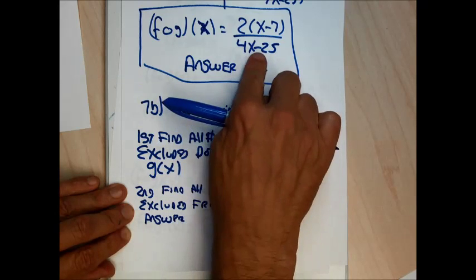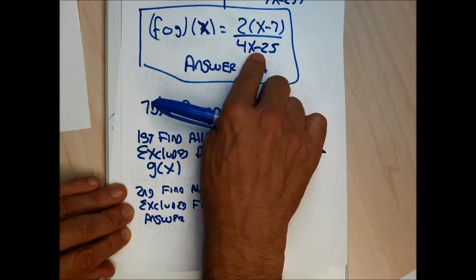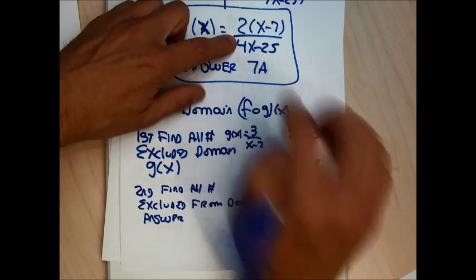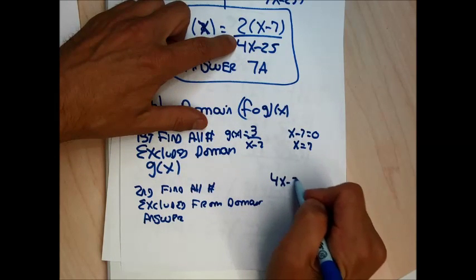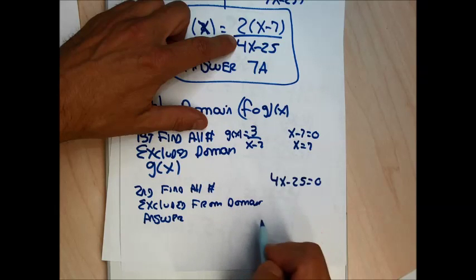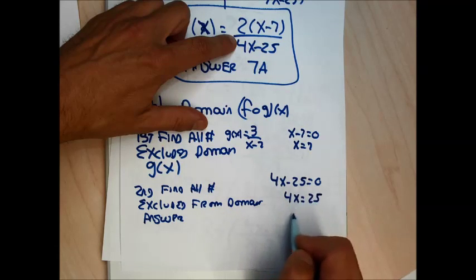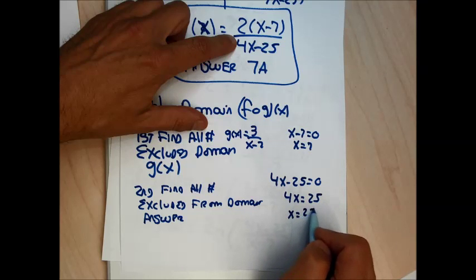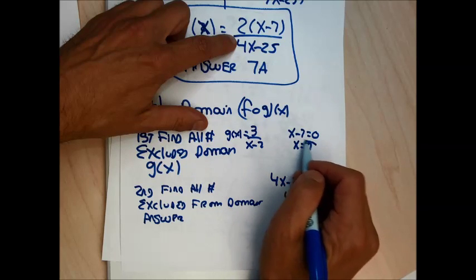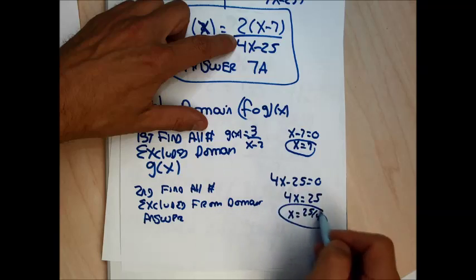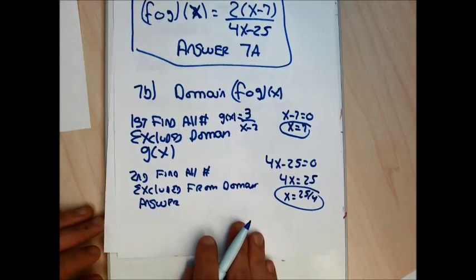And the answer is that ugly fraction. To find the number that needs to be excluded from the domain of a fraction, you just take the denominator and set it equal to 0. For this one, I'll add 25 to both sides and get 4x equal to 25, and then I'll divide by 4 and get x equal to 25 over 4. The numbers that need to be excluded from my domain for my answer to part 7b are 7 and 25 over 4.